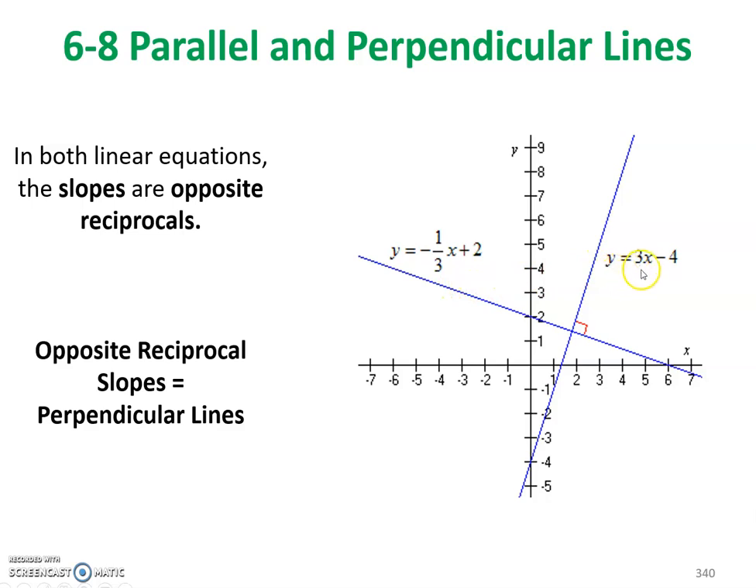When I come over to here, I have +3. So therefore, these two are both opposite reciprocals. Also, if I were to take 3 and put it over 1 and multiply it by -1/3, that would give me -3/3, which equals -1. Therefore, no matter how you look at it, opposite reciprocal, or you multiply them together and it gives you -1, I know that these are both perpendicular lines because they have opposite reciprocal slopes.